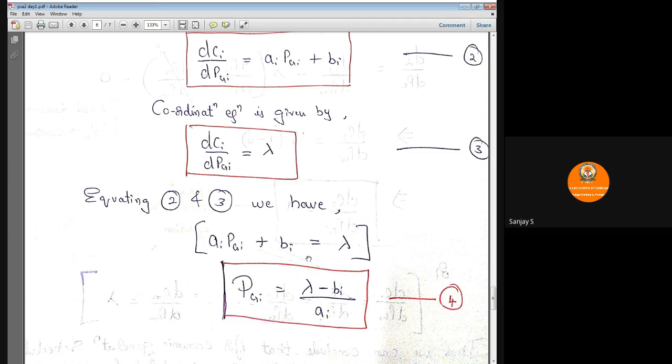Okay. So this is what we have done so far. We have taken the cost equation, the incremental fuel cost equation, and then the coordination equation. Equated those two, and then we have realized the expression for PGi in terms of lambda, Ai, and Bi. So this finishes stage 1. Now let us look into some problems over here. Have you got any doubts so far? No, sir.